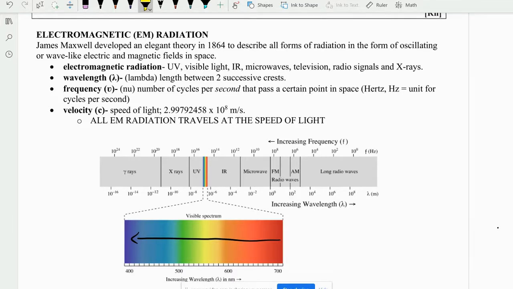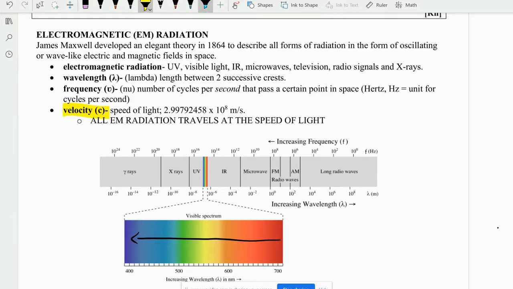Now, one thing before we move on and do some practice calculations with the formulas that you're going to need to know for this part of the unit is velocity. And velocity is simply the speed. So one thing to remember is that regardless of the radiation type, these waves are going to travel through space, even in the vacuum of space, at what we call the speed of light. And we denote the speed of light as lowercase c. And the speed of light is a wave that travels at 2.99 times 10 to the 8 meters per second. So it is definitely very, very fast.